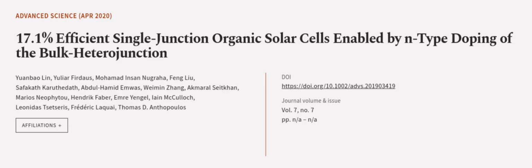This article was authored by Yuanbao Lin, Yuliar Firdaus, Mohamad Insan Nugraha, and others.